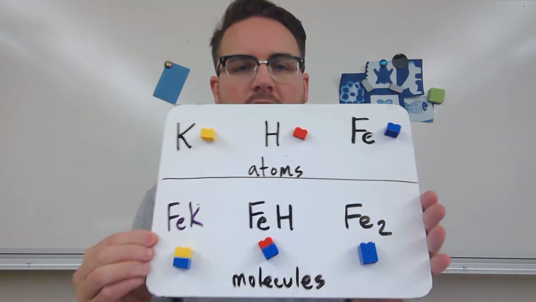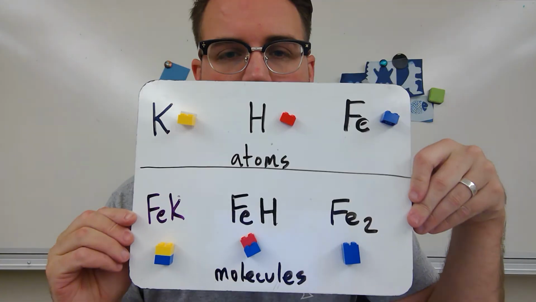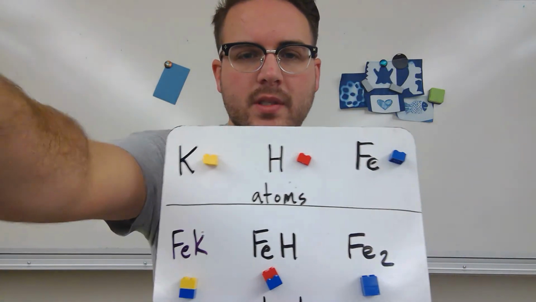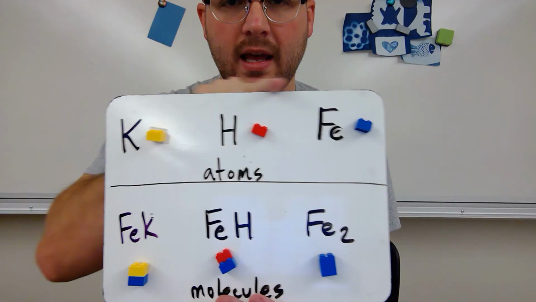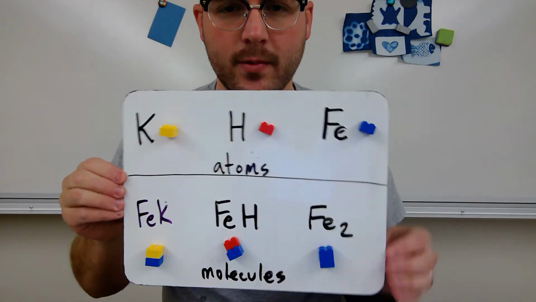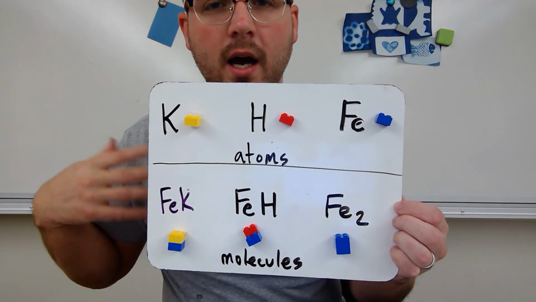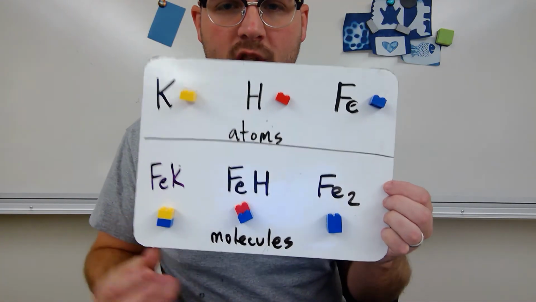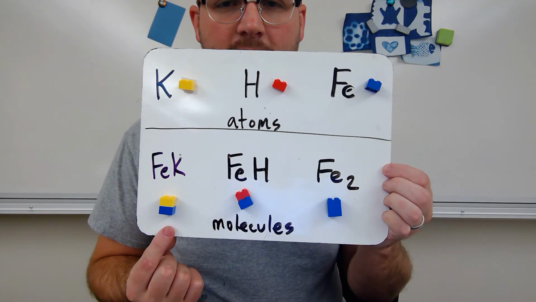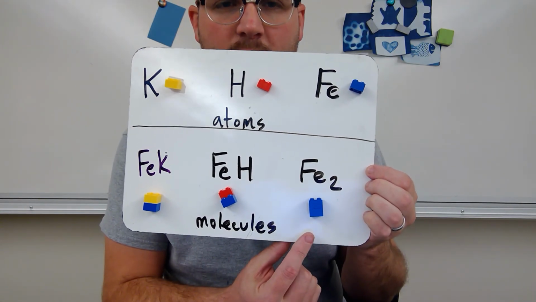And what I want you to do to get started is make a guide on your whiteboard, and it's going to look like this. So up at the top, I've made a color code of my Legos, and we have three different atoms we're using today: potassium, hydrogen, and iron. So I want you to make a little guide with those colors on top so that as we're working today, you remember what those are. And then we have three different molecules. Remember, a molecule means a combination of more than one atom. So we've got the iron potassium, FeK, we've got the iron and hydrogen combined, FeH, and we've got those two iron atoms combined into Fe2.